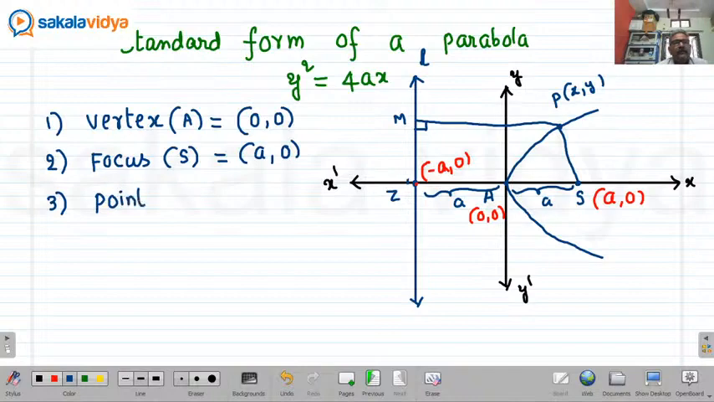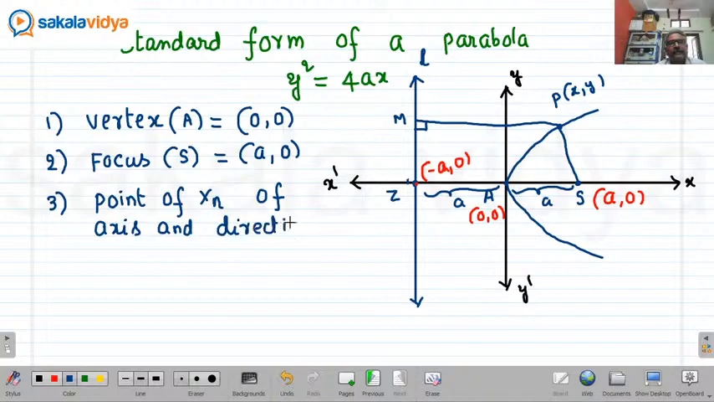Point of intersection of axis and directrix is Z equals (-a, 0). This is (-a, 0). Right, very good. Next, fourth point.